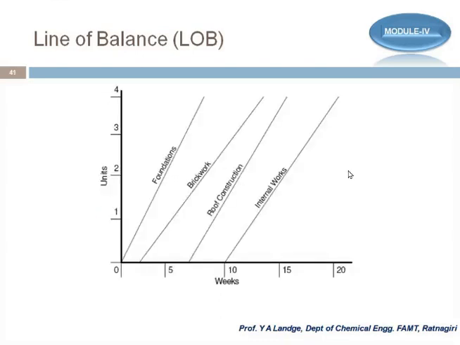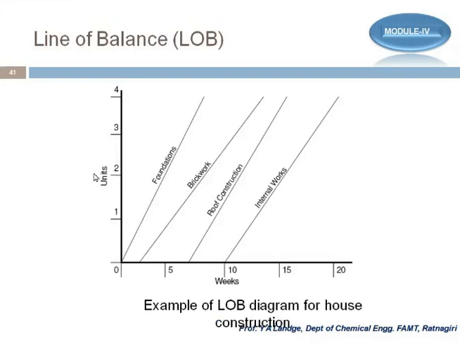So this is the one diagram which we call LOB, line of balance. We draw it on the basis of weeks on the x-axis and units on the y-axis, and this is the particular example of the house construction, as I gave the example of house construction in the previous slide. If you see, these lines show the planning. So 1, 2, 3, 4 are the floors. We consider a base, first floor, second floor, third floor, and fourth floor.